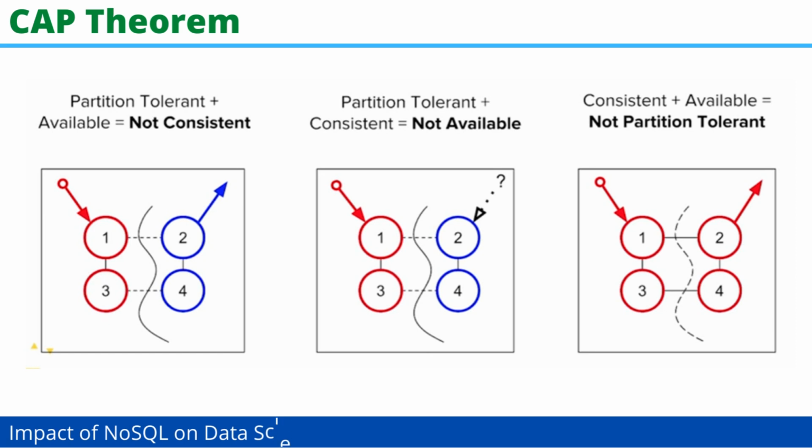If we consider the following combinations, see the guarantees. First, partition tolerant plus available: if we consider these two, it is not consistent. Then if we consider partition tolerant plus consistent, this combination is not available. If we consider consistent plus available, here it is not partition tolerant. So, this is about the CAP theorem.